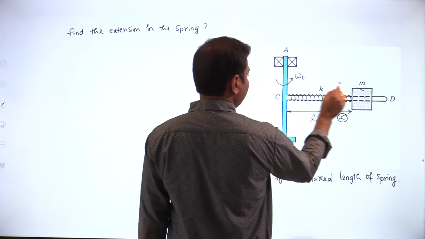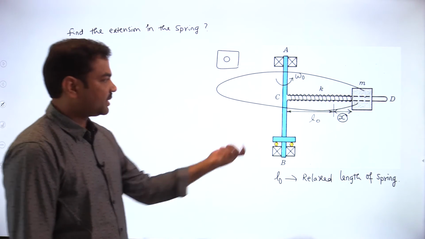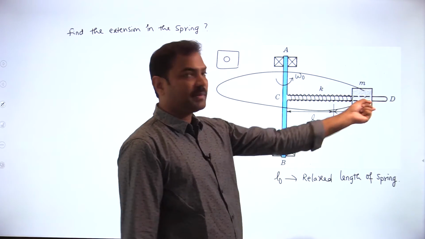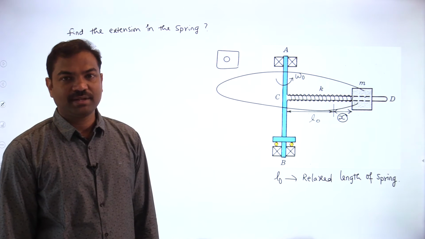And how will this block go? The block will go in a circular path, something like this. This is the circular path of the block. As the system is rotating, the block will go in a circular path like this. Now, do you have some imagination of how it is rotating?